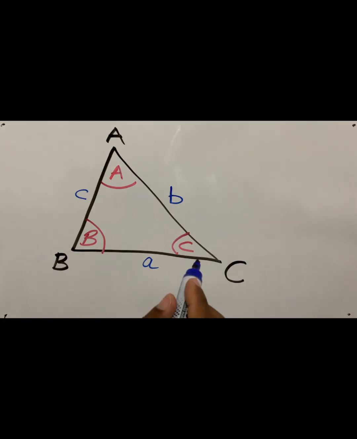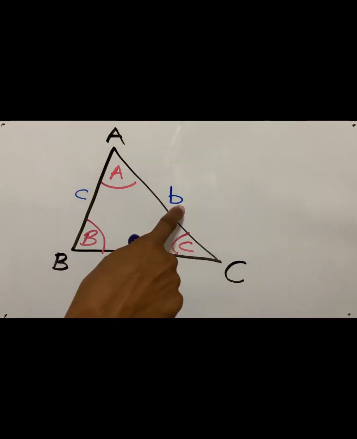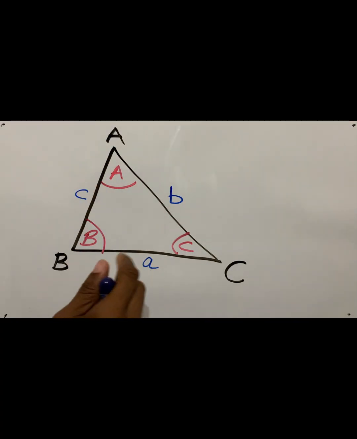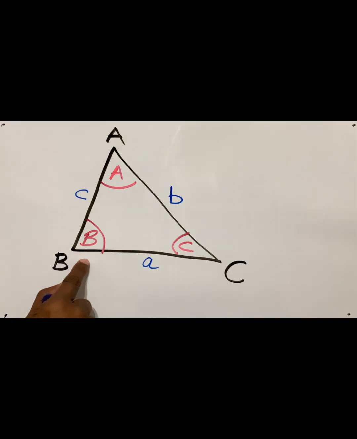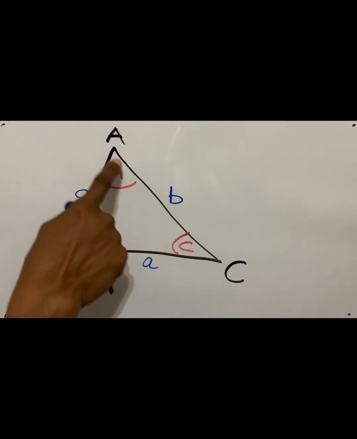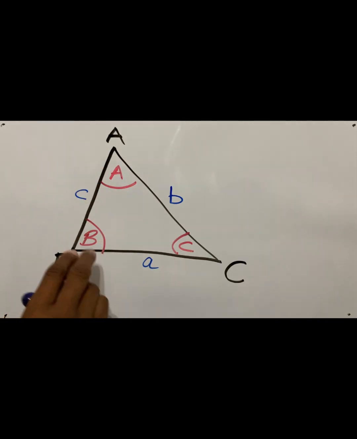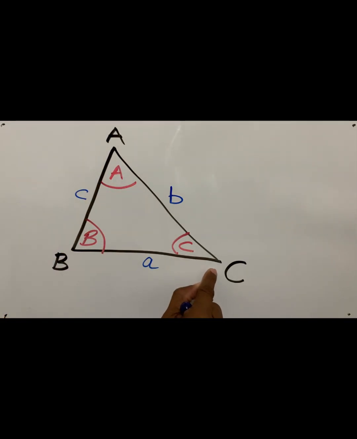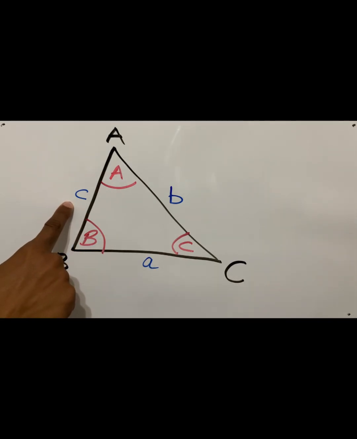Alright, so let me show you this. Let's say this side, AC, which is b, is the longest side. B is the largest angle. So if B is the largest angle, this is the longest side. It's a fact. Likewise, let's say angle C is the smallest angle in this triangle. The length that is opposite to angle C is the shortest length.